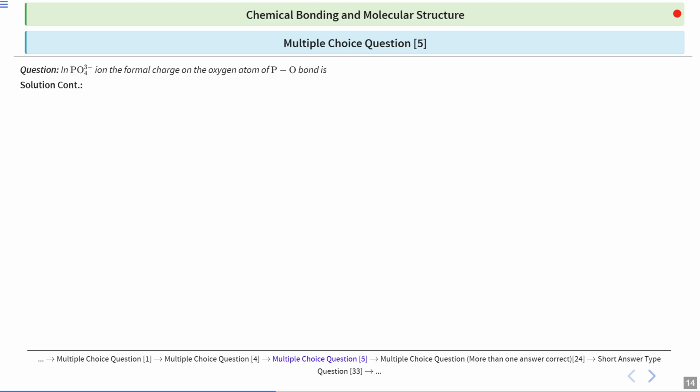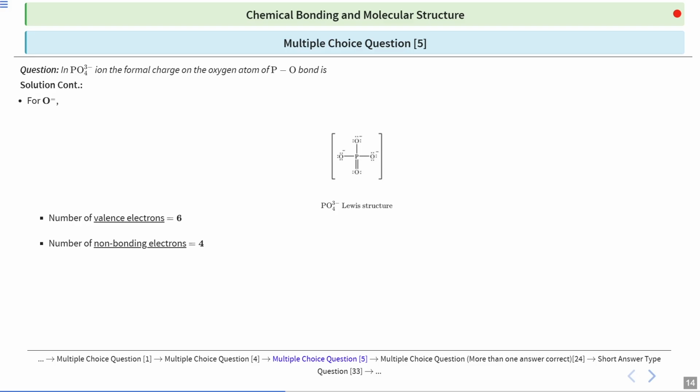First of all, I will calculate it for the double bonded O. In the case of oxygen, the number of valence electrons is 6. So in the case of a neutral atom, oxygen has 6 electrons. What is the number of non-bonding electrons? It is 4. You can see it here. Then the number of bonding electrons, again it is 4 for the oxygen. Therefore, your formal charge will be 0.